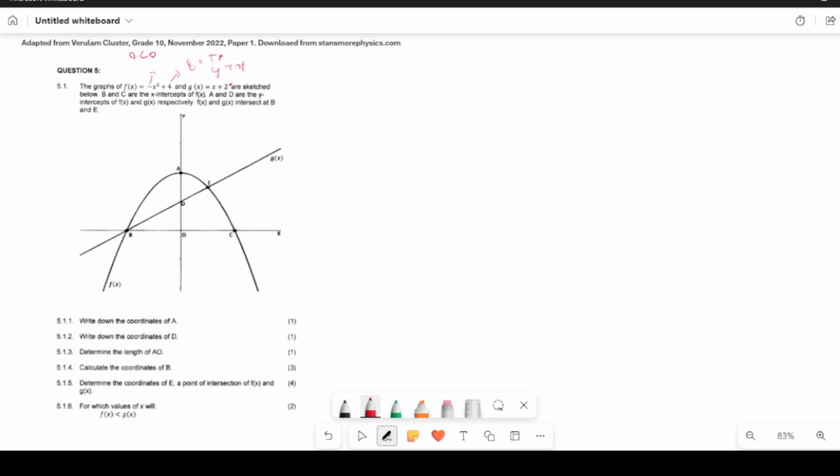From the linear function, I can deduce the y-intercept, right? So from the value of Q, or C rather, I can deduce the y-intercept, which is the coordinate of D. The points of intersection, B and E, I can equate the functions at these points and solve. Okay? So, let's solve the question.